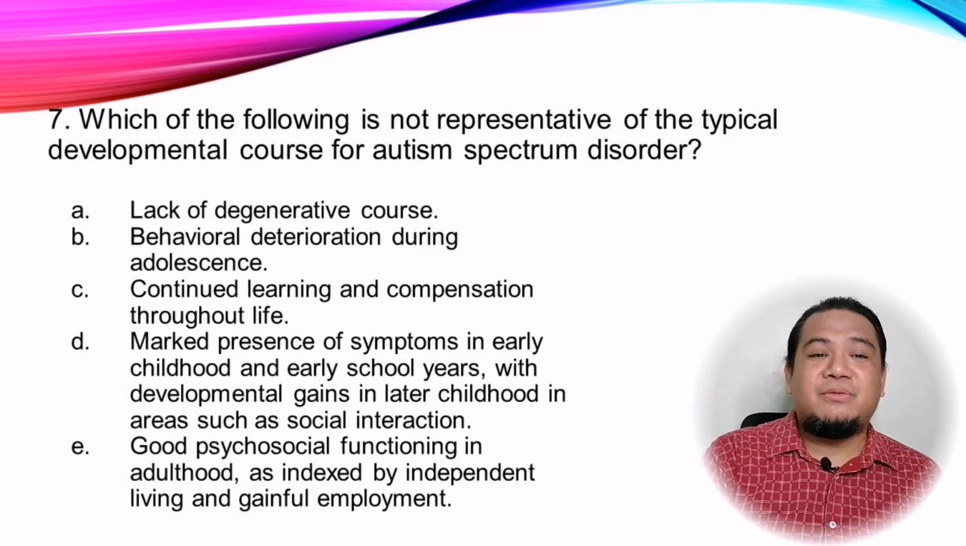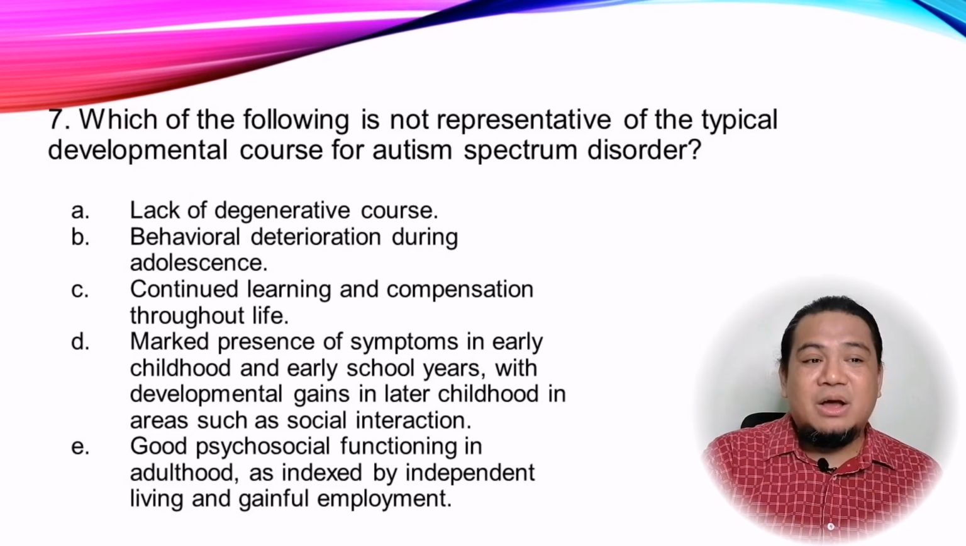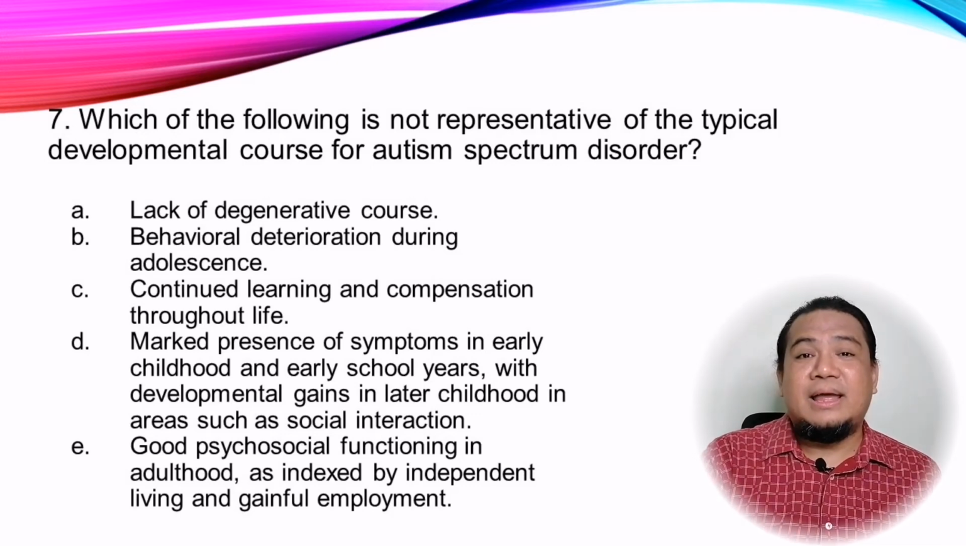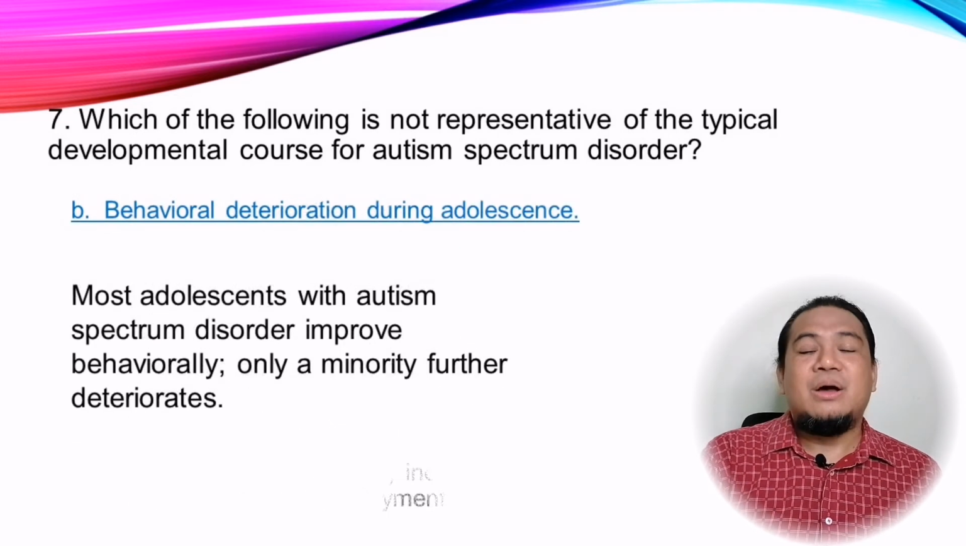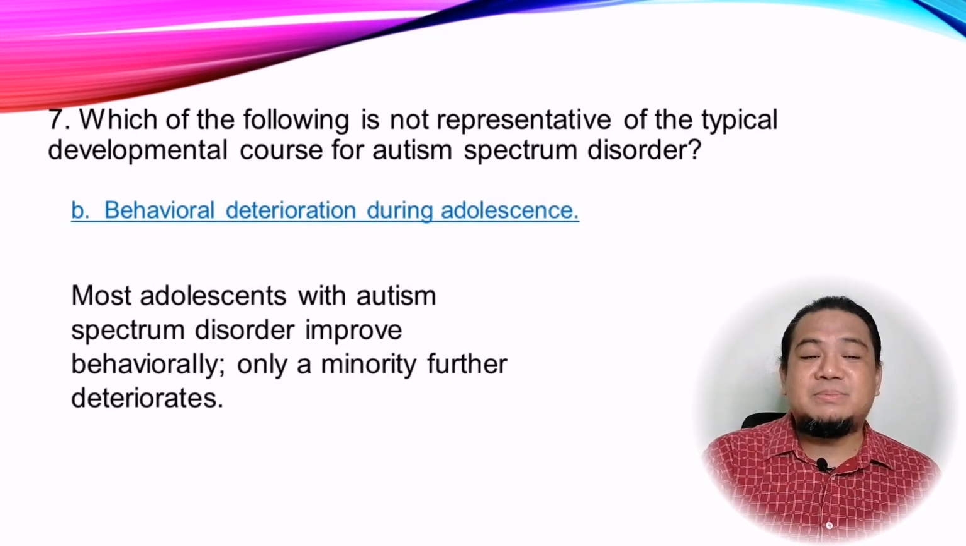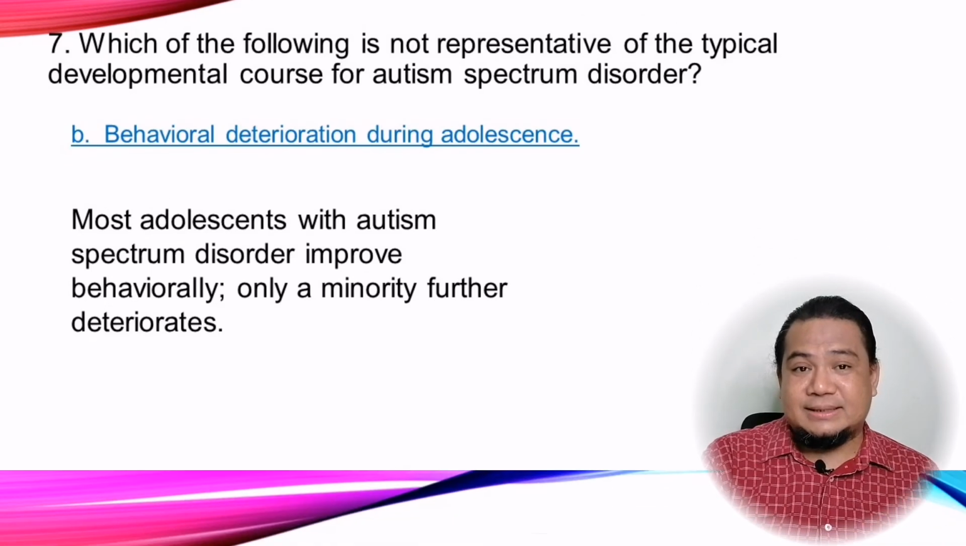Number 7, which of the following is not representative of the typical developmental course for autism spectrum disorder? And the answer is letter B, behavioral deterioration during adolescence. Most adolescents with autism spectrum disorder improve behaviorally. Only a minority further deteriorates.